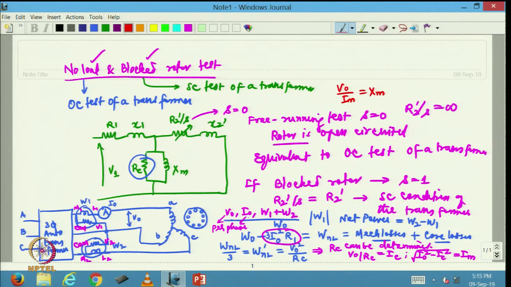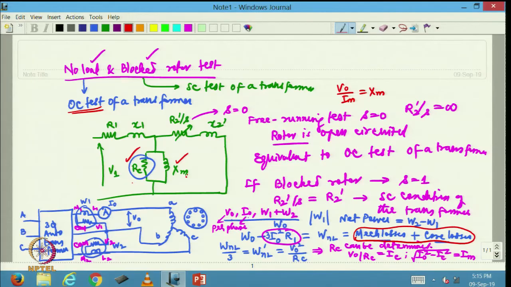So, I have got the RC value, I have got the Xm value, I have also got the losses corresponding to mechanical losses and core losses. So, I have got all that I wanted to know from the open circuit test of an induction motor, or free running test of an induction motor. So, I would be able to determine the parallel parameters.